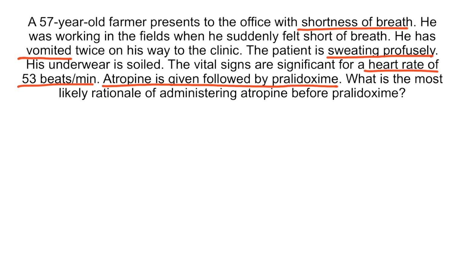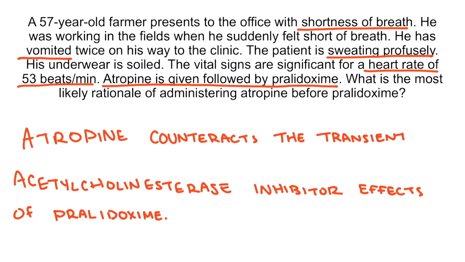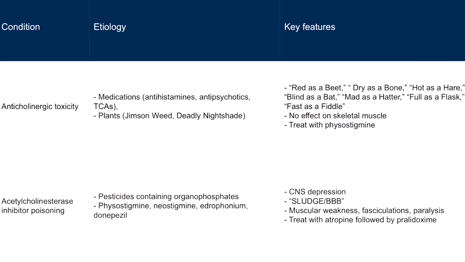The reason for this specific sequence is that pralidoxime initially causes a transient inhibition of acetylcholinesterase. Therefore, acetylcholine builds up in the synaptic cleft and worsens the symptoms. Since atropine blocks the muscarinic receptors, it will counteract transient acetylcholinesterase inhibitor effects of pralidoxime at the muscarinic sites. Here is a summary slide containing many of the high-yield facts about the types of poisonings that we've discussed.